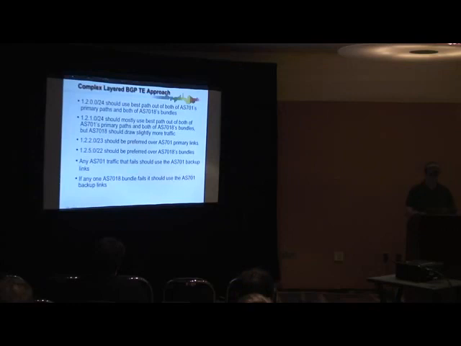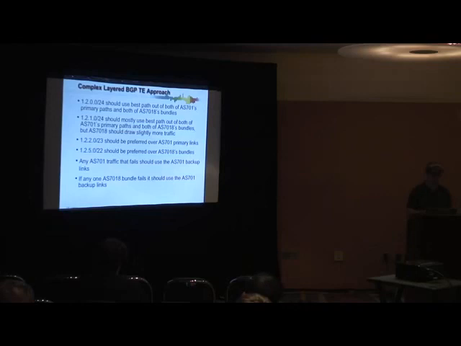So the last thing I wanted to point out about traffic engineering is that it really is a complex layered approach. For example, you can imagine you want to do a lot of things. You want 1.2.0.0/24 to be the best path out of both of your providers. You want 1.2.1.0 to mostly be the best path out of most providers, but draw a little extra traffic over AT&T. You want 1.2.2.0/23 to be preferred over UUnet's primary links.